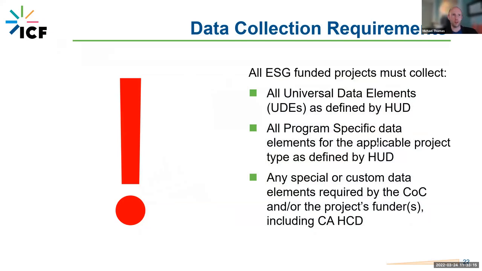So just important points to start off with. All ESG funded projects are required to collect all of the universal data elements, which we'll show you, and all of the program specific data elements for the applicable project type that they are administering. We're not going to show you every one of the program specific data elements, but we'll give you an idea of what those look like. And then any special or custom data elements required by the Continuum of Care or the funders. So, for instance, if a Continuum of Care had developed a specific assessment in their system that they wanted clients to go through, that would be collected as a local requirement.